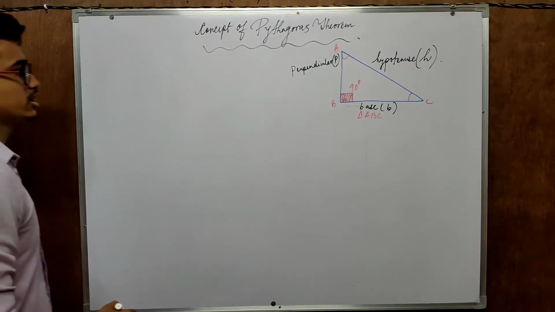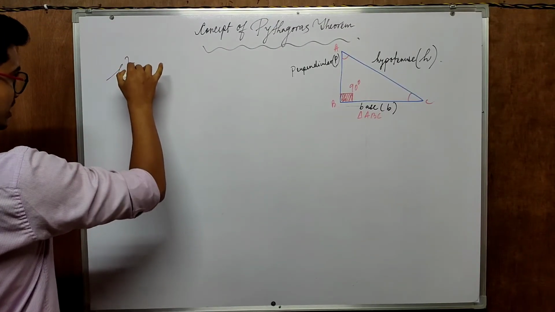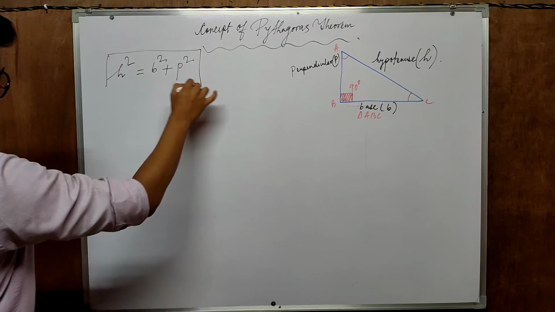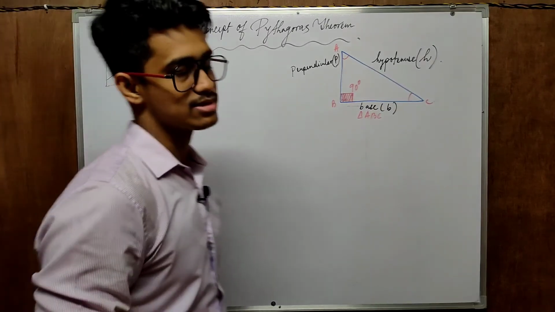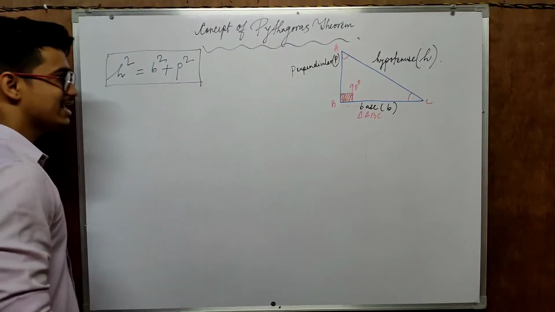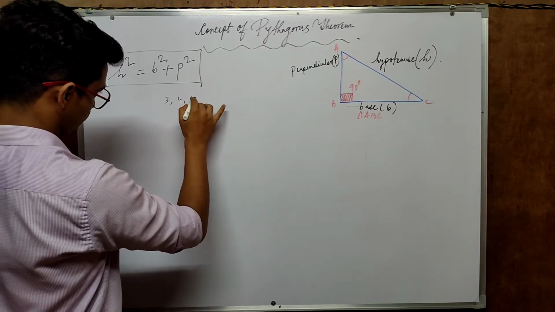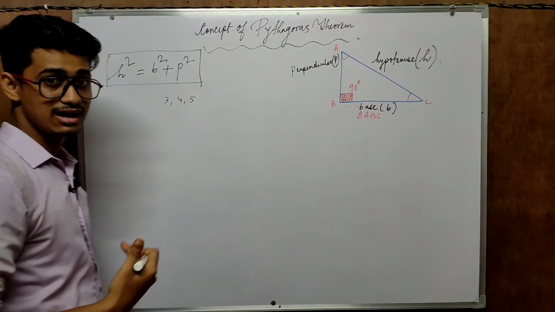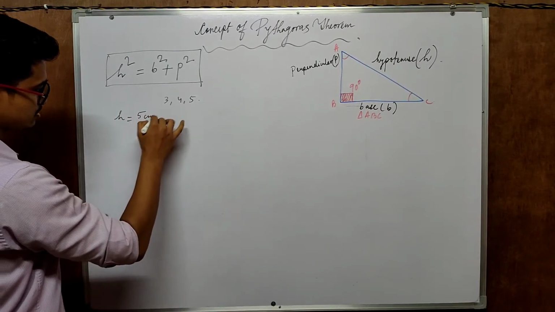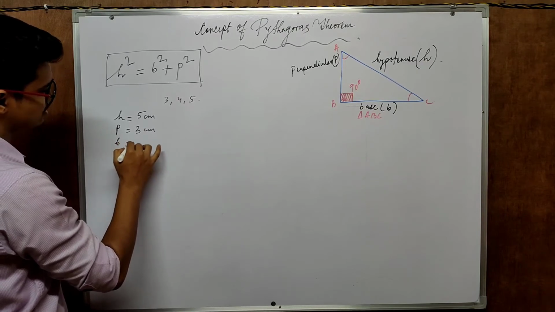So according to Pythagoras theorem, the formula is nothing but hypotenuse square equal to base square plus perpendicular square. That is the formula. If you want to check it out, let's say 3, 4, 5. Amongst these, 5 is the largest side, so H is 5, or let's say 5 centimeter. P is 3 centimeter, and B is, let's say, 4 centimeter.